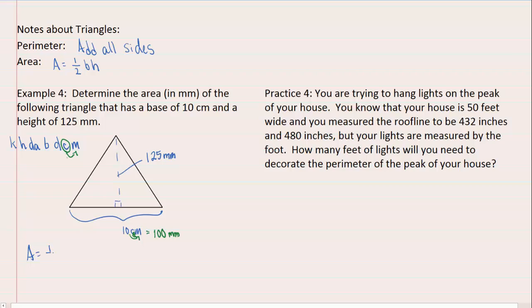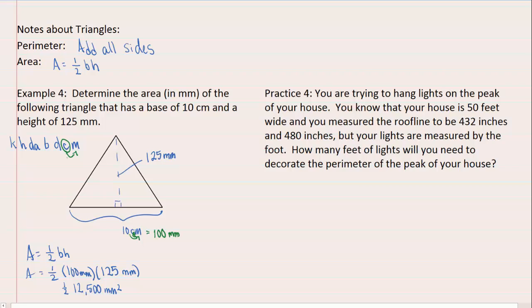The area of a triangle is 1/2 base times height. So that means the area would be 1/2, the base being 100 millimeters and the height being 125 millimeters. We would then do 100 times 125 and we would get the value 12,500. If I have 12,500 and I had millimeters times millimeters, this would be millimeters squared.